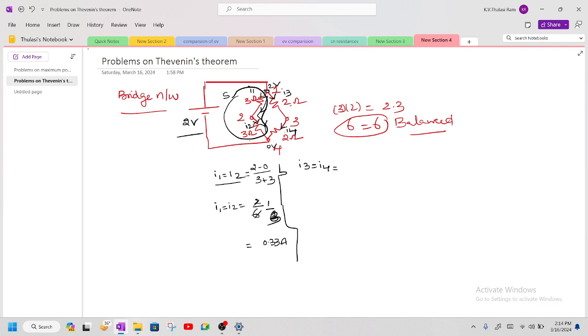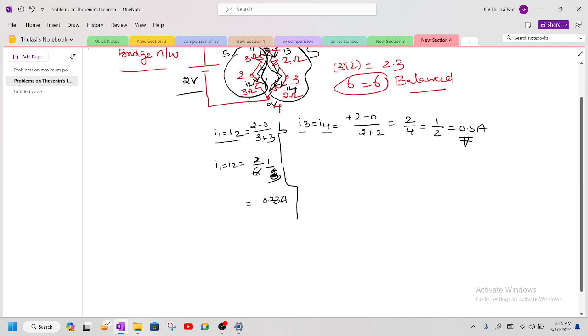Now coming to I3 and I4. I can say that current I3 is equal to I4. The current is flowing in this direction. Whenever the current is flowing in this direction, how to write down the voltage? The current is leaving, so I can write plus 2 minus 0 divided by R. These two branches are again connected in series connection. So I can write it as 2 divided by 2 plus 2, which is 2 by 4, which is 1 by 2, which is equal to 0.5 amperes. So now you got two currents.